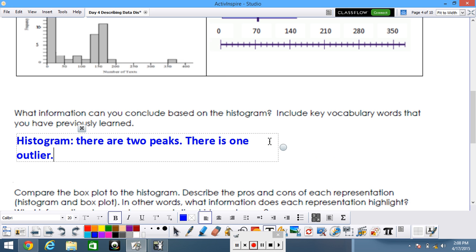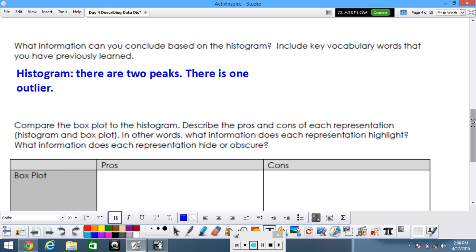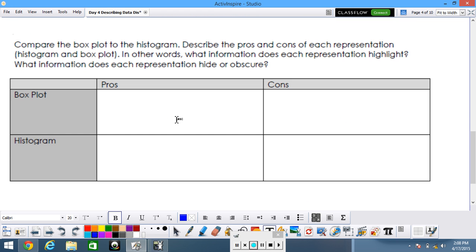Okay. Let's compare the box plot to the histogram. Describe the pros and cons of each representation. In other words, what information does each representation highlight? So what I want you to do is pause the video, take about 3 minutes, if you can, and fill in anything you can think of about the pro of looking at the box plot versus the pro of looking at the histogram.